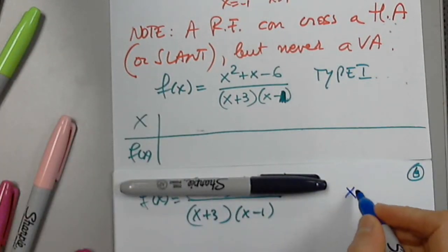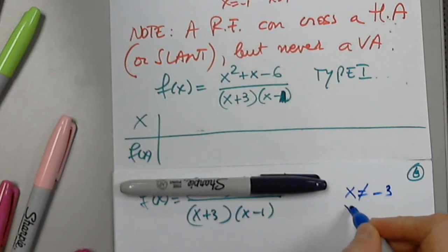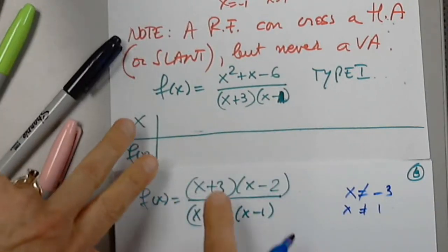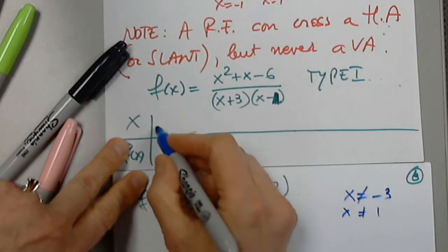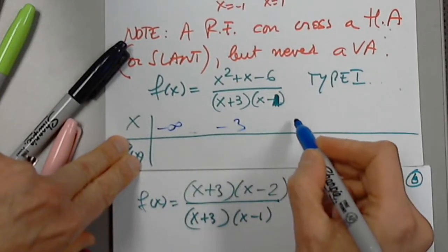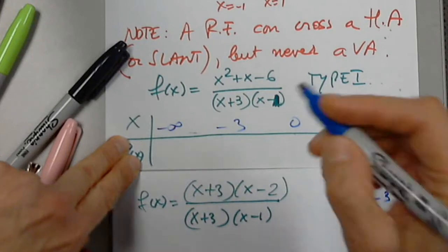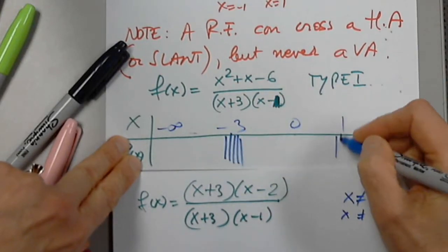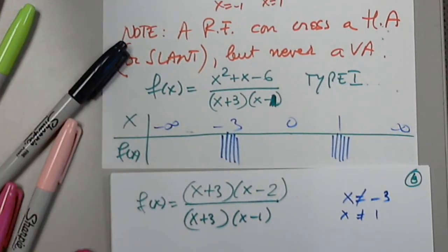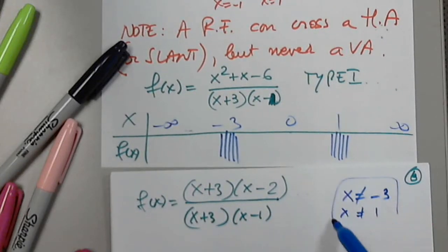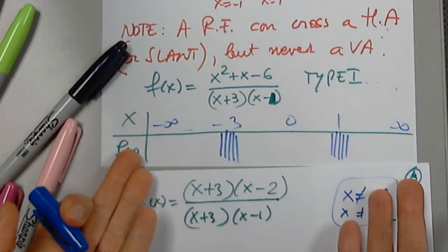X cannot be -3 or 1. Do you agree with that? Yeah. Perfect. So when I write the domain, I would write -∞, -3, 0, 1, infinity, and I don't have anything to write under these two numbers. Would you agree? Acceptable? Perfect. So I establish a domain by writing this and also putting in the chart like that.